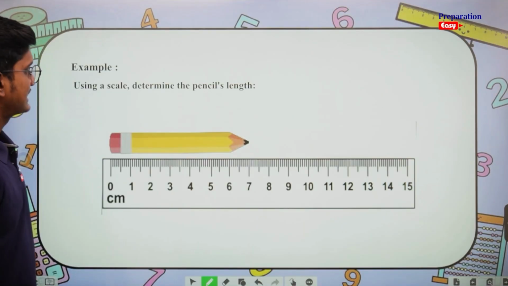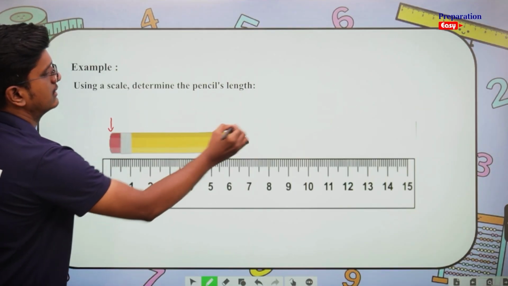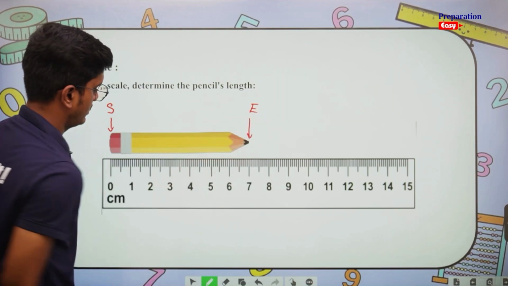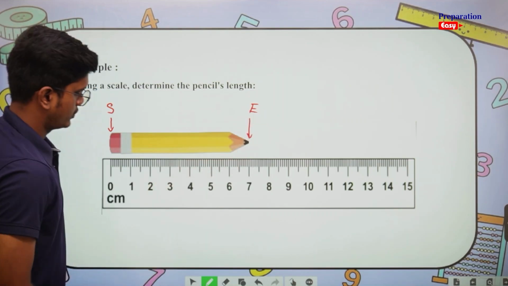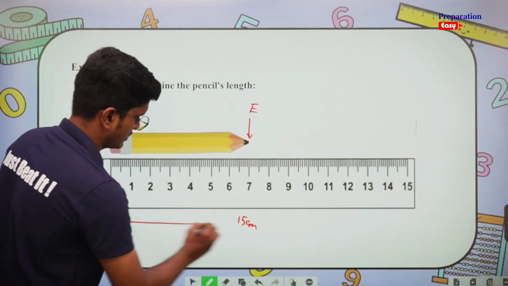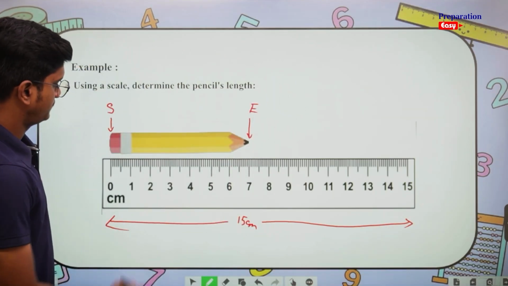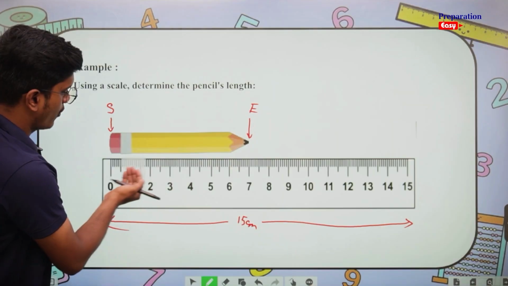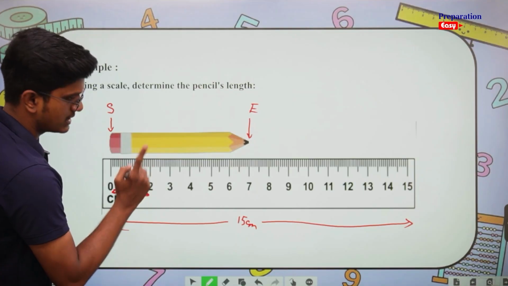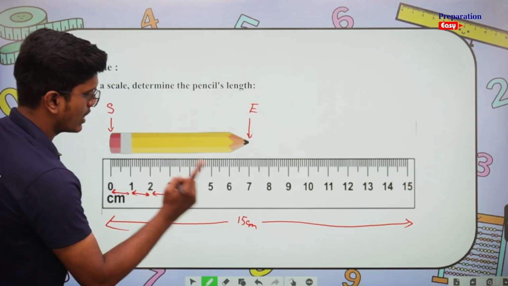We have one example over here. Using a scale, determine the pencil's length. Now we have this pencil, which has a starting point and an ending point. S is start and E is end. This is our ruler scale, which is 15 centimeter in length. Each unit is 1 centimeter: 0 to 1 is 1 centimeter, 1 to 2 is also 1 centimeter, 2 to 3 is also 1 centimeter, 3 to 4 is also 1 centimeter.